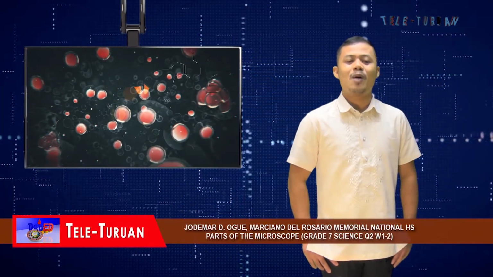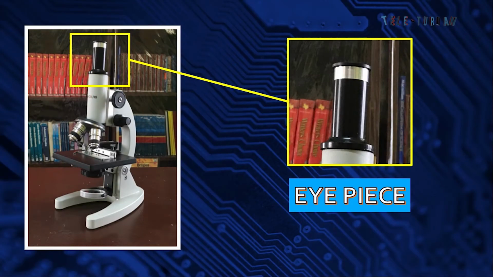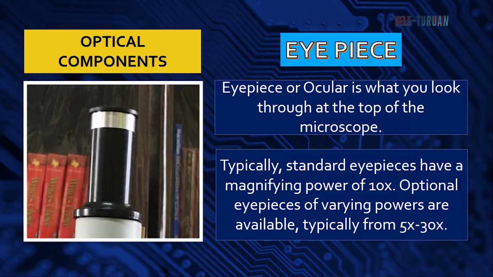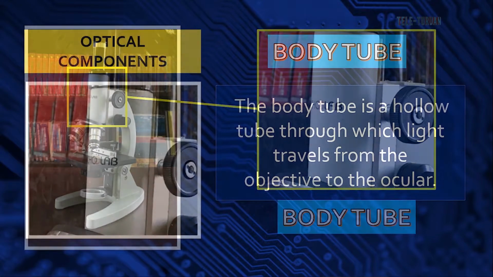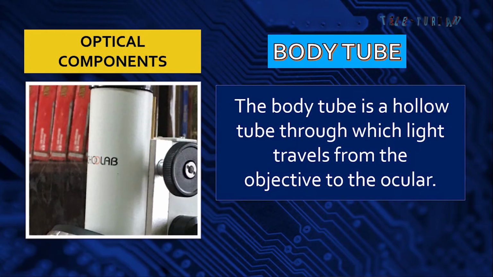Let's now proceed to optical components of the microscope. Let's start with the eyepiece. Eyepiece or ocular is what you look through at the top of microscope. Typically, standard eyepieces have magnifying power of 10 times. Optional eyepieces of varying powers are available, typically from 5 times to 30 times. Another optical component of the compound microscope is the body tube. The body tube is a hollow tube through which light travels from objective to the eyepiece.